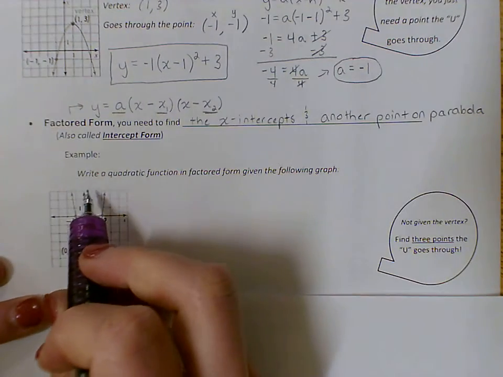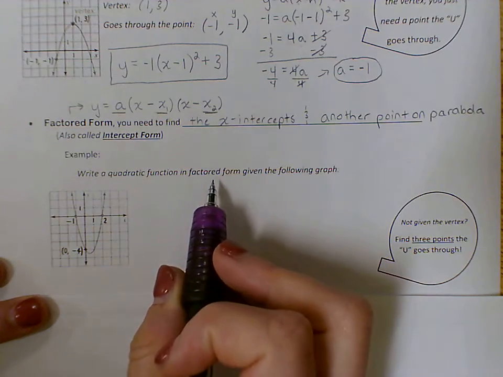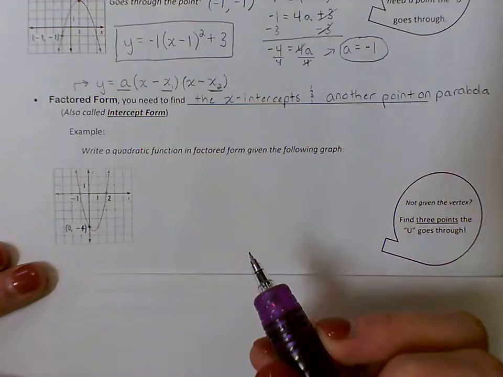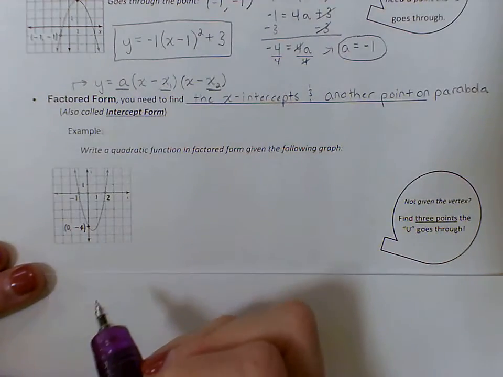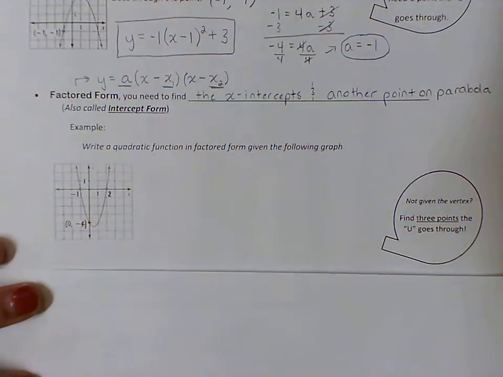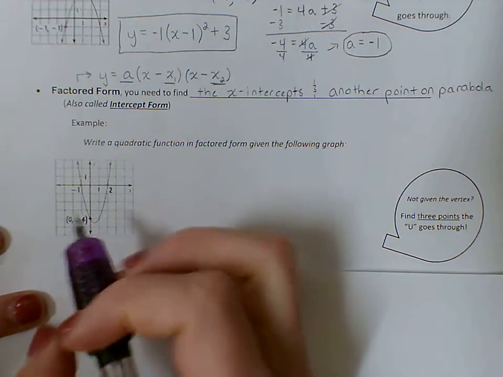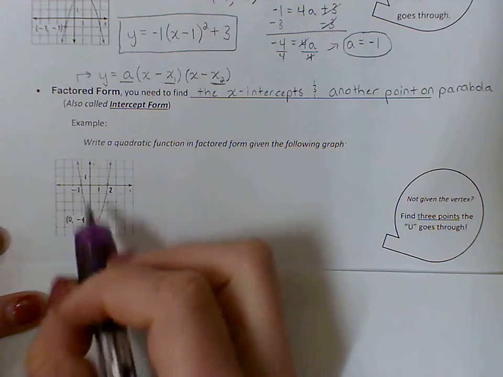This problem says write a quadratic function in factored form given the following graph. They don't always have to give you a graph. Sometimes they might just give you information and you can go from there. Sometimes it helps to graph it to see what's going on. But if they give you a graph, you just pull your information.